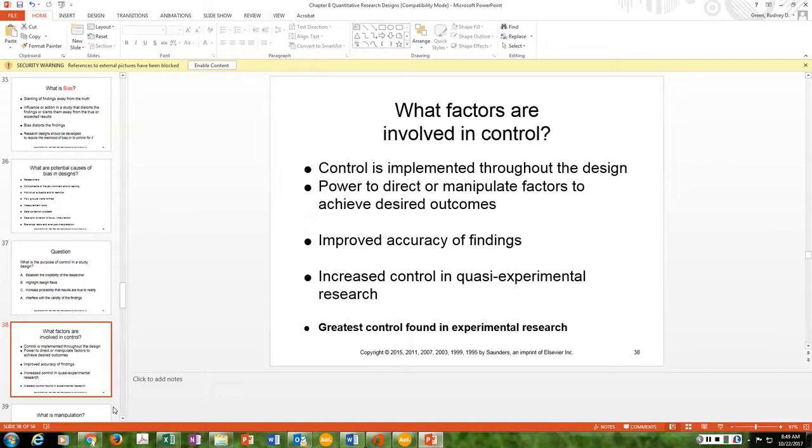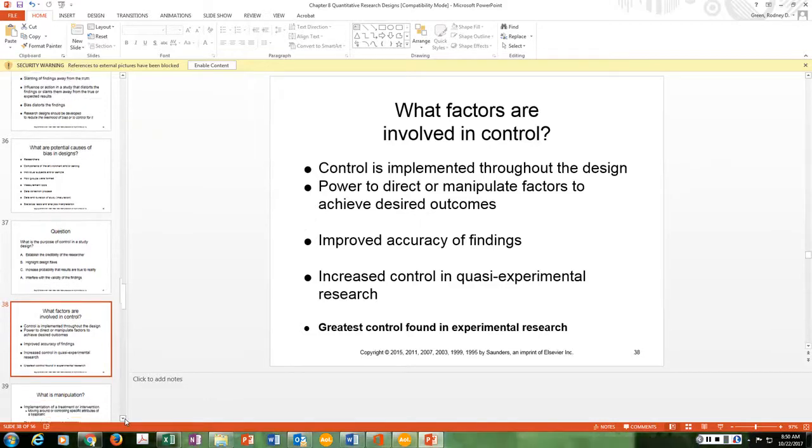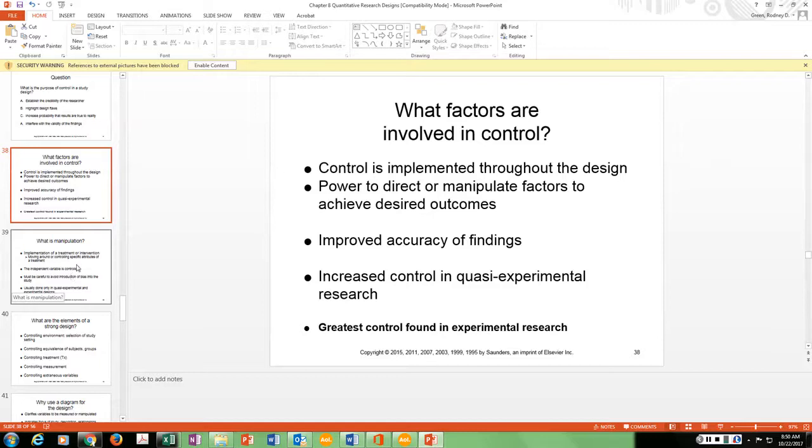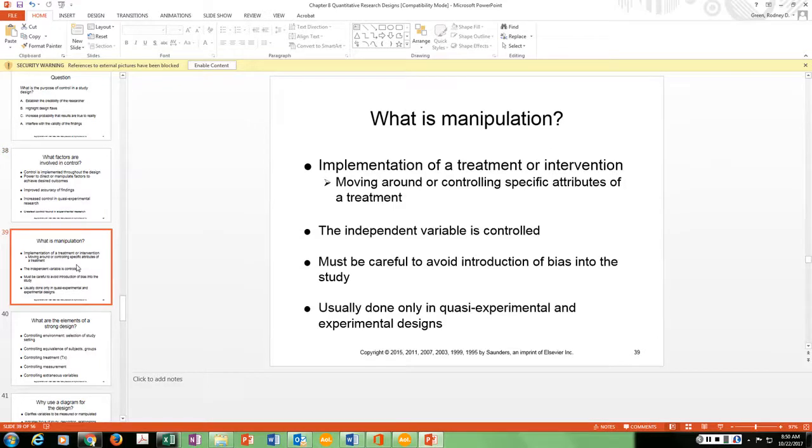There's increased control in a quasi-experimental research design, but the greatest control is found in experimental research, okay, where there's strict randomization of subjects to the treatment and the control group. Another term that we need to know is manipulation. This is moving around or controlling specific attributes of a treatment. The independent variable is controlled, must be careful to avoid introduction of bias into the study, and it's usually done only in quasi-experimental and experimental designs.